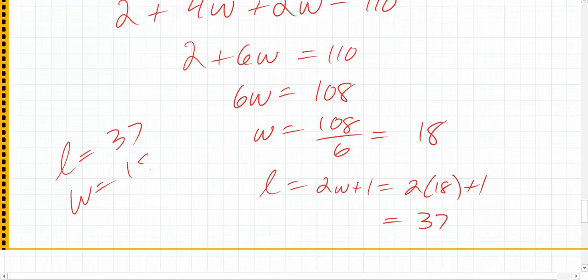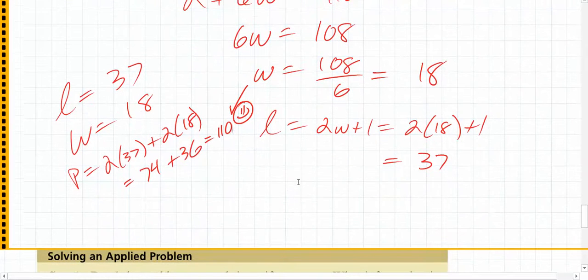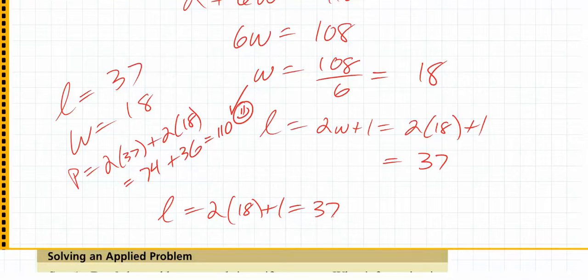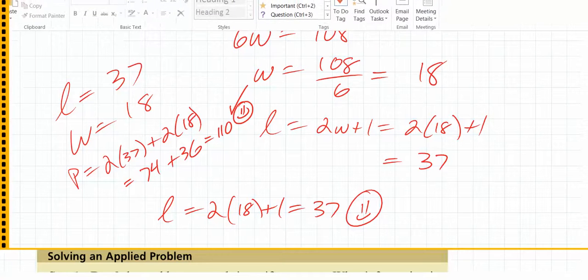How do you check this if you wanted to check it? Let's check it. There's two things that have to be true. The perimeter is 2 times 37 plus 2 times 18. What's 2 times 37? 74. Plus 36, and that does equal 110. So is that one check? Yay, we're happy. But what's the second thing we have to check? L is equal to 2 times 18 plus 1, which is indeed 37. 2 times the width plus 1 should equal the length. Is that true? So did it check? Yes. Nice. Good job, kids.